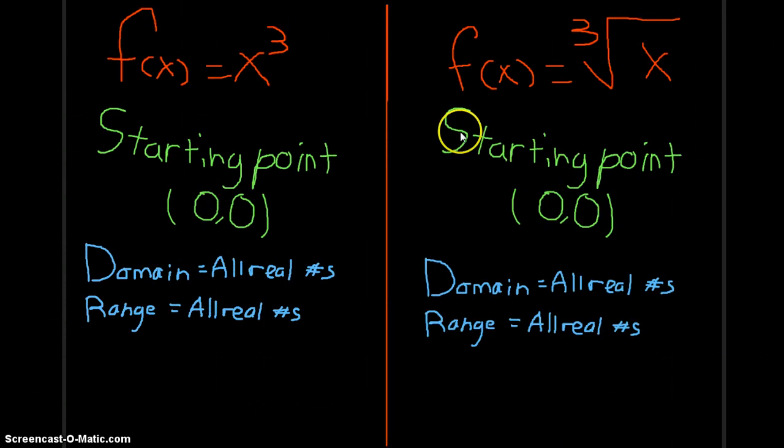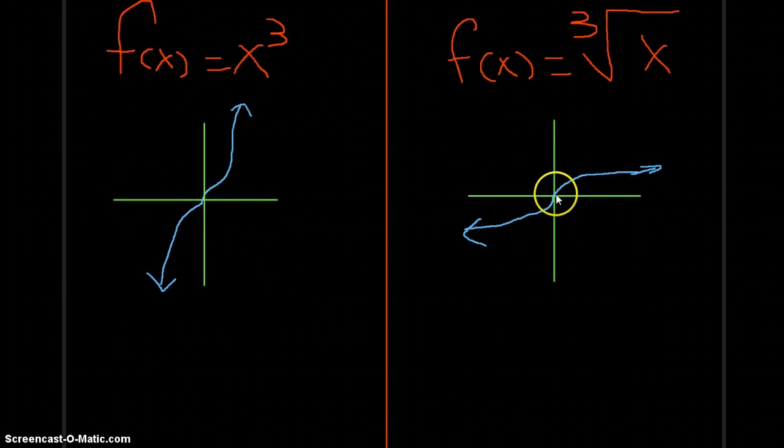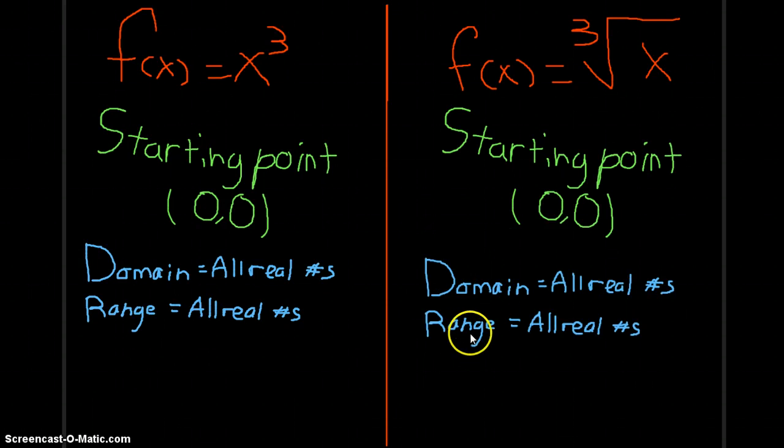For the cube root function, we also had our starting point at 0, 0. We again will have a domain and a range both of all real numbers. And we can look at the graph and see why that is. This graph goes to the right to infinity, and it's also still going up slightly to infinity. The graph also goes to the left to infinity and also slightly down, but it still goes to infinity. So again, we have a domain and range of all real numbers for both the cubic function and the cube root function. And again, both of our graphs have a starting point at 0, 0.